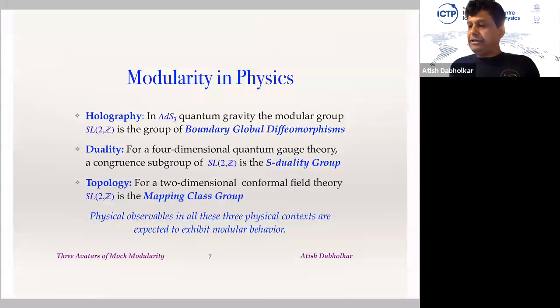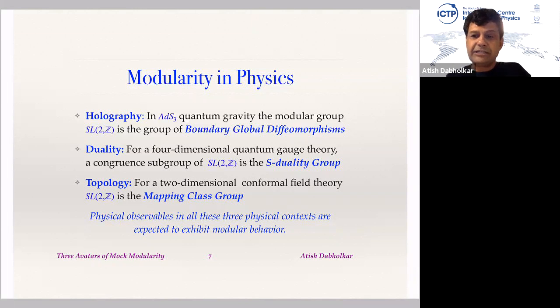So in holography, the SL(2,Z) is the group of global diffeomorphisms of the boundary theory. In duality, it appears in a completely different context: the S-duality group of a four-dimensional quantum gauge theory is typically a congruence subgroup of SL(2,Z). And in topology, this is probably more familiar to all of us, in two-dimensional conformal field theory, we have encountered it many times.